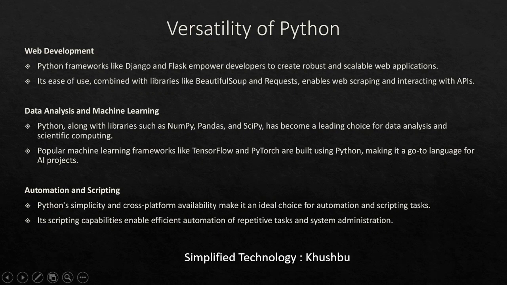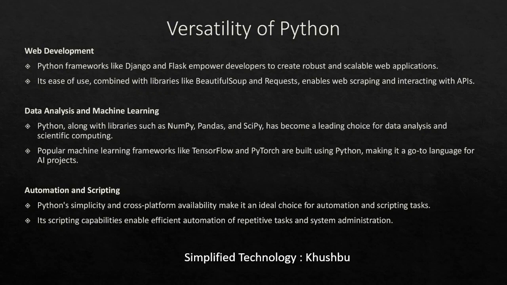Due to the versatility of the Python language, there are various features of Python why we call it a versatile language. Python can be used for web development. Python frameworks like Django and Flask empower developers to create robust and scalable web applications. Its ease of use combined with libraries like Beautiful Soup and Requests enables web scraping and interacting with APIs.